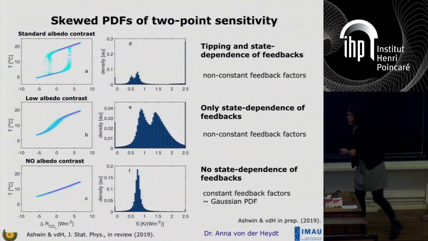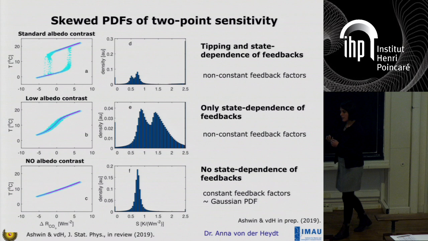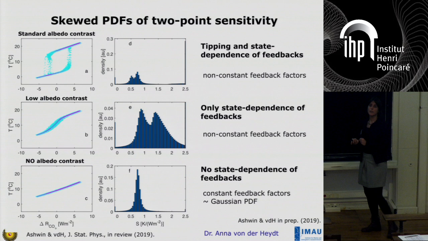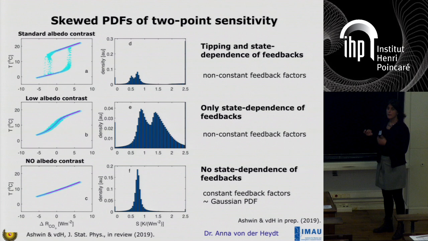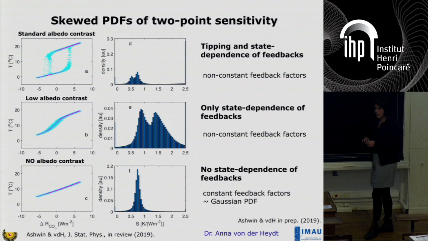To summarize this a bit, it tells us that if we have these high values of sensitivity, they might be an indication of tipping, but these long tails might also occur if there's no tipping, but just a nonlinear state dependence of the feedback. So in fact, if there is nonlinear climate dynamics. The case that climate sensitivity would not be state dependent, constant over a whole range of temperatures, is actually quite an exceptional case that is unlikely to occur over a wide range of temperatures.